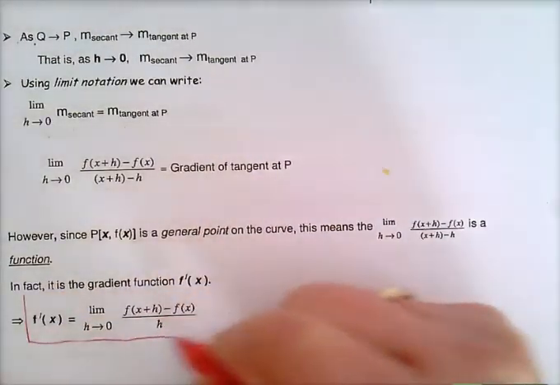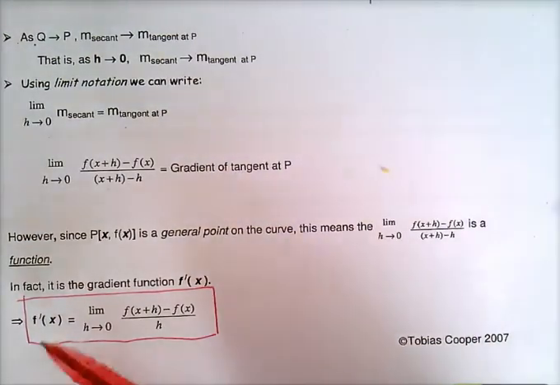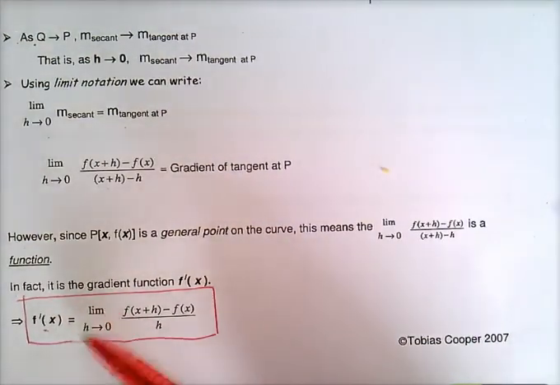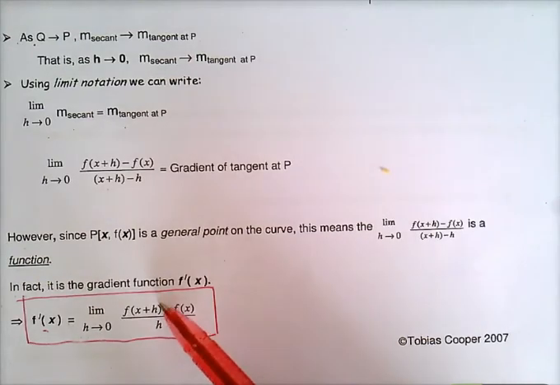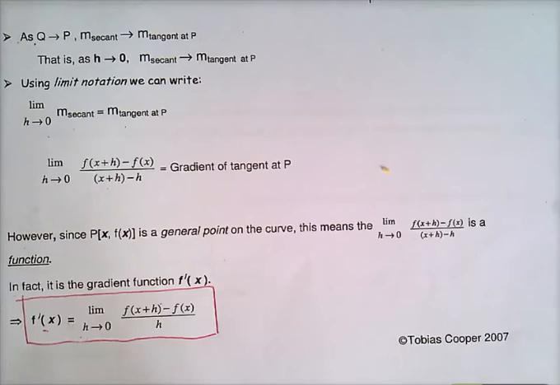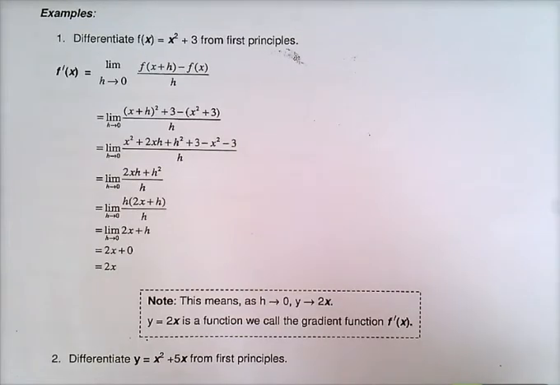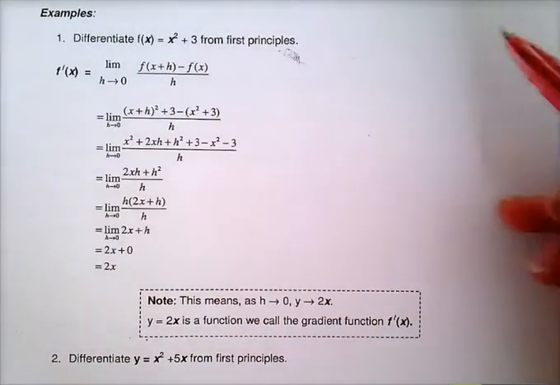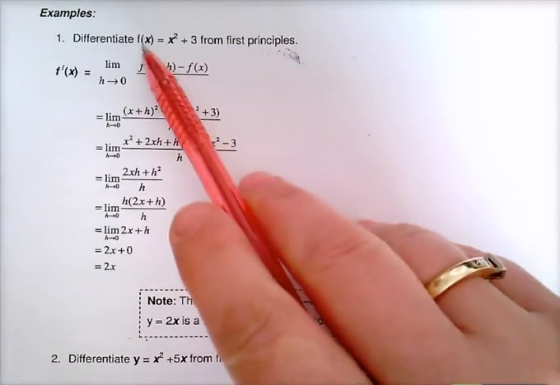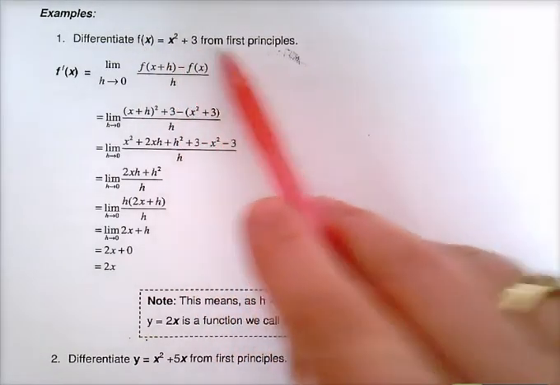And if you could please put this into a box. So therefore, this is how we find the gradient function f dashed x. It's the limit as h approaches 0 of function of x plus h minus function of x over h. Okay, so you need to learn that. Okay, please turn to page 48. There's a blank page on page 47. We're going to look at these examples. So we have to differentiate function of x equals x squared plus 3 from first principles.